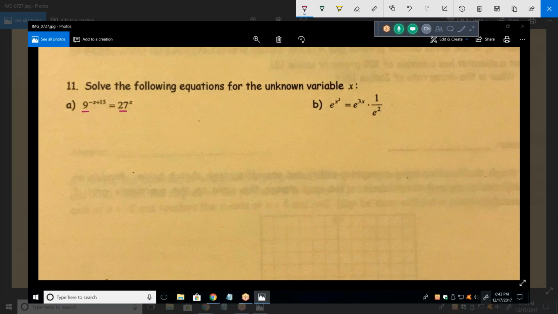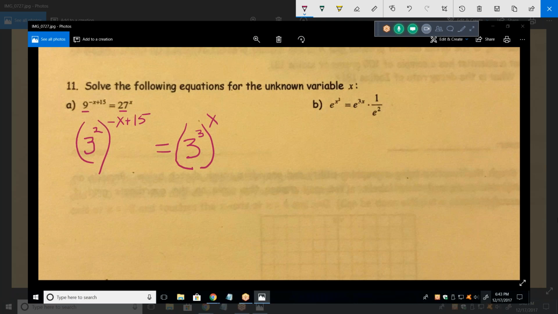3. Tell me how to write 9 with 3 as the base. 9 is 3 squared. Yeah, 3 times 3 is 3 squared. How do I write 27? 3 to the third. 3 times 3 times 3. So that's the same thing, right? In other words, that's 9, that's 27. The exponents are what they were to begin with.